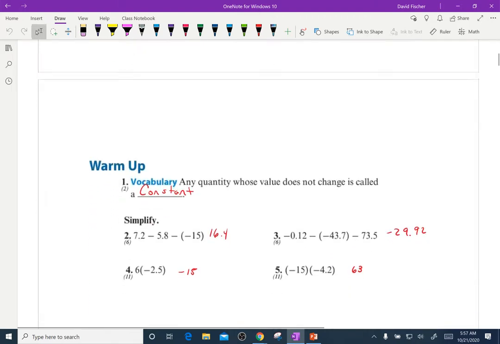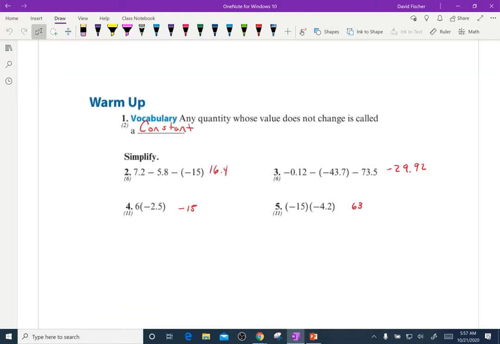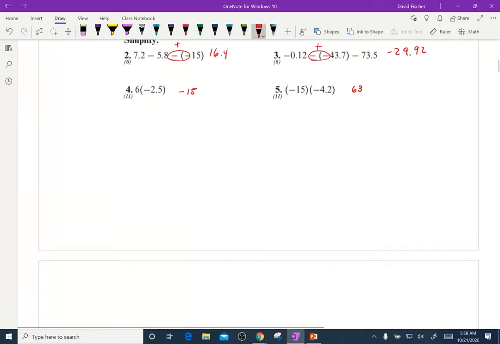All right, so I got constant for the first one, 16.4. If you're not getting 16.4, you probably forgot that a minus equals a plus. I have that same thing over here. Okay, so make sure your minus is a plus. All right, negative 15 and 63.